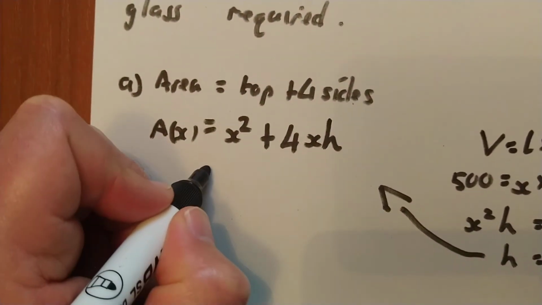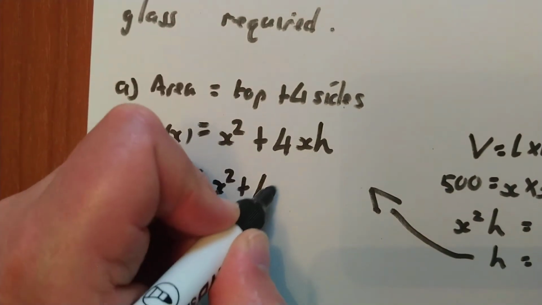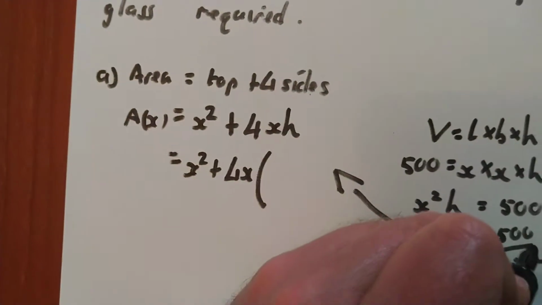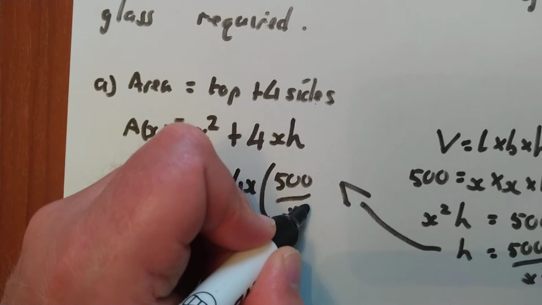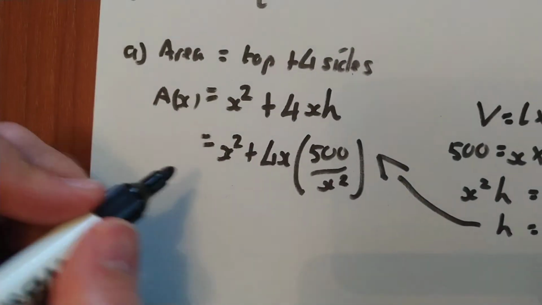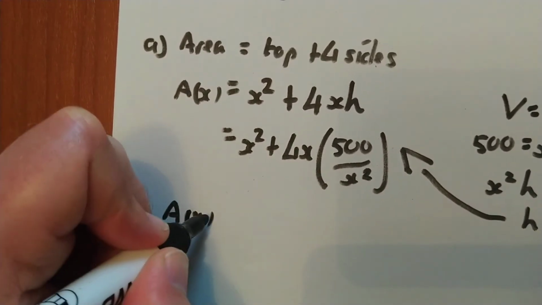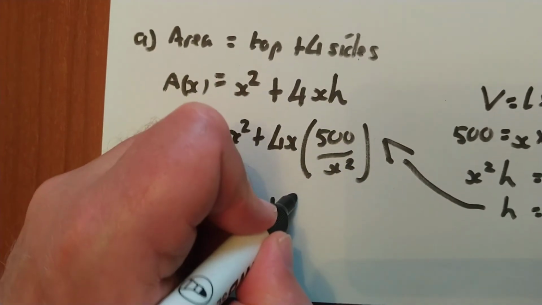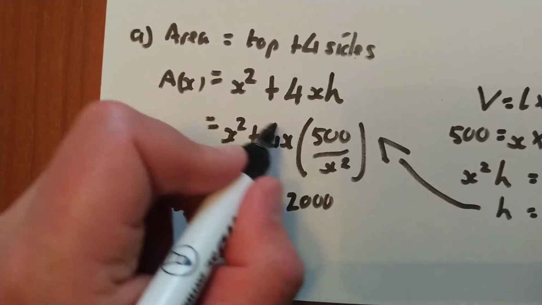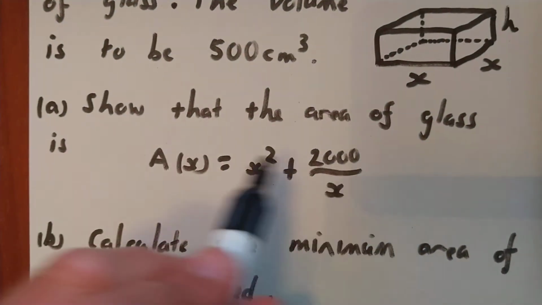So, substituting in x squared plus 4x, and then I'm substituting in my 500 over x squared. Break the brackets and tidy up. A of x is x squared plus 2000, and cancelling down the x with the x squared, 2000 over x. And lo and behold, that's what the question said.